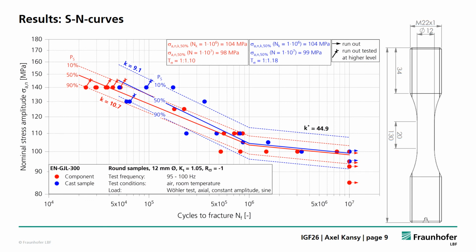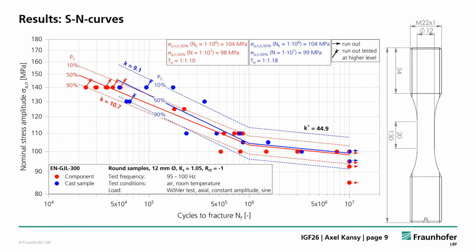Let's have a look at the results for the large specimens. In this diagram, the nominal stress amplitude is plotted over the cycles to fracture. The 3 S-N curves indicate a survival probability of 10, 50 and 90%. In red, we see the curves for the specimens removed from the component. In blue, the specimens removed from the cast samples.